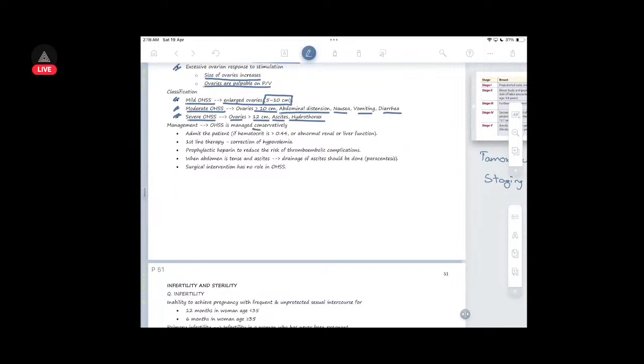Management is conservative. Admit the patient if hematocrit is more than 0.44 or abdominal or renal function is impaired. First line therapy: you have correction of hypovolemia, prophylactic heparin to reduce the risk of thromboembolic complications, and when abdomen is tense and ascites is there, then drainage of ascites should be done. Paracentesis, and surgical intervention has no role in OHSS.